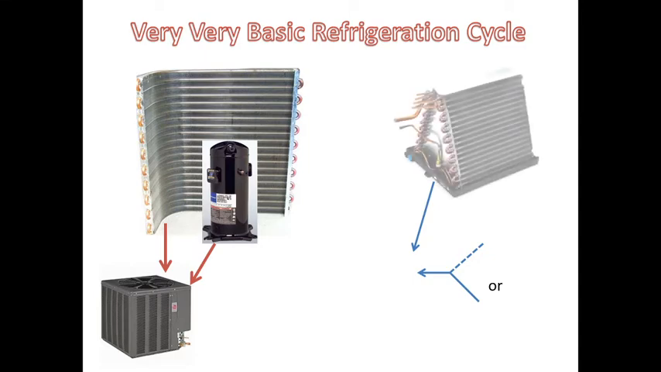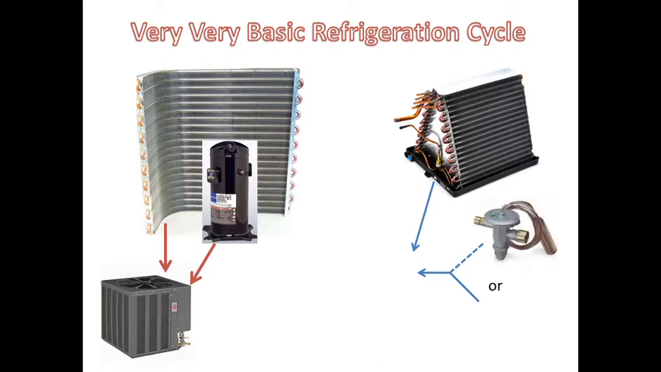The next part we're going to talk about is an evaporative coil. This evaporative coil takes a low pressure, low temperature liquid and turns it into a higher temperature, low pressure vapor. But to do that, it needs the assistance of a metering device.